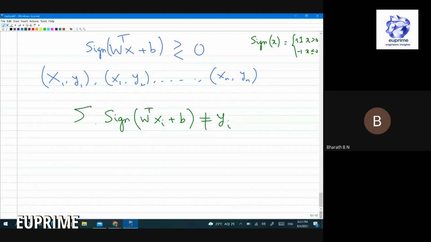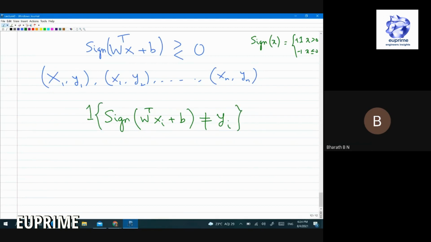So let me count this, i equal to 1 to n. How do I count? Sign of W transpose xi plus b not equal to y. So this is an event, right? Whenever this happens, I should say 1. Otherwise, I should say 0, right? So that's called an indicator.